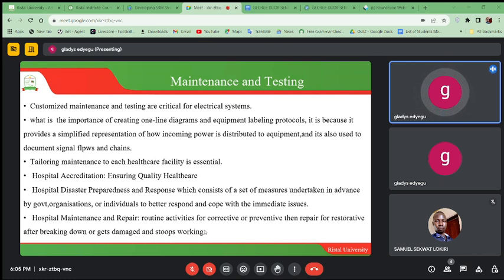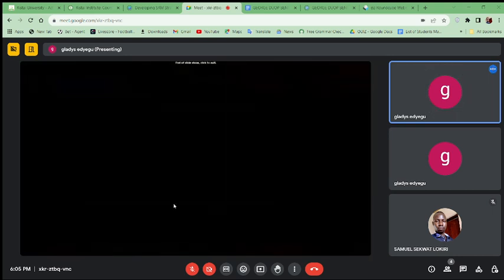That's where the problem is. When the machine stops working, we are going to spend a lot of money, and we are also going to miss out on the services that we are supposed to offer to our clients because the machine has broken down. So hospital maintenance is very key, that we need to maintain our machines so that we are able to run and continue providing healthcare services.